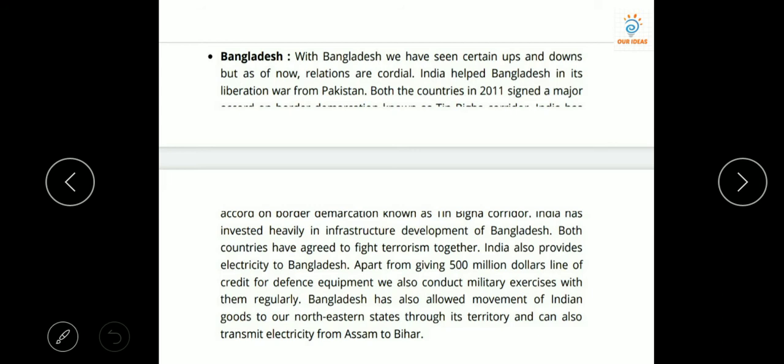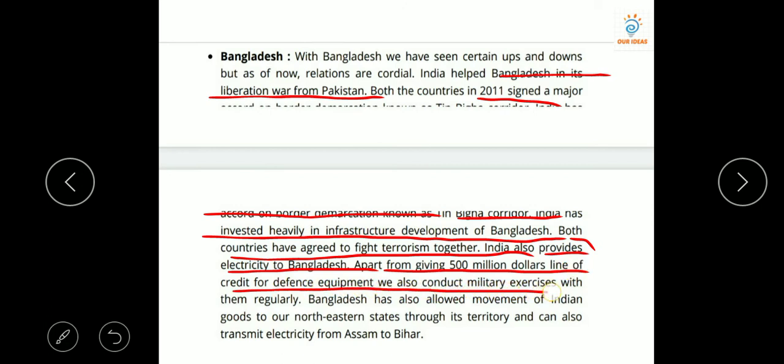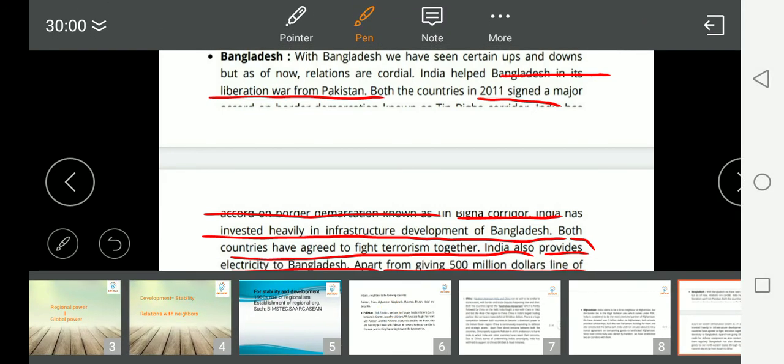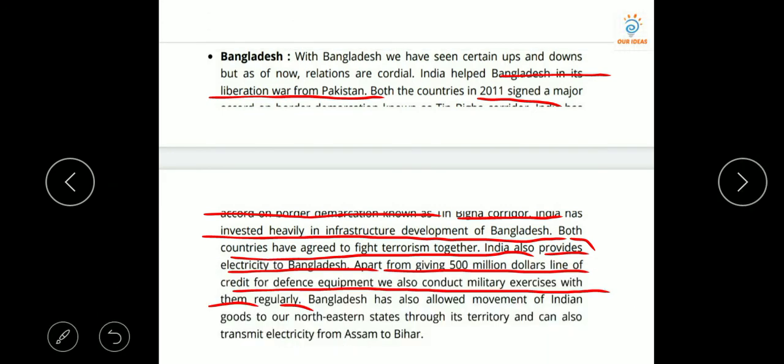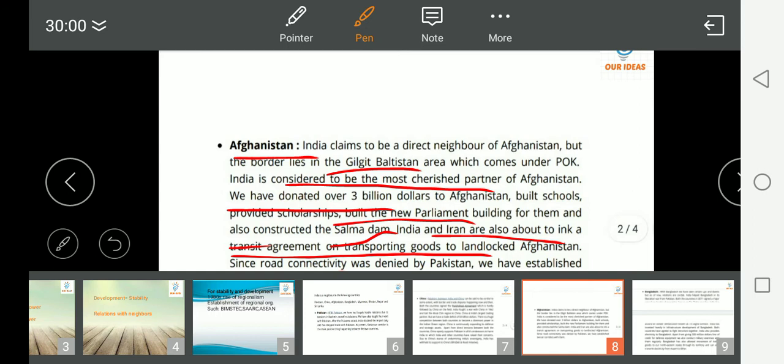Next is Bangladesh. With Bangladesh we have seen certain ups and downs, but relations are good. India helped Bangladesh in its liberation war, and both countries in 2011 signed a major accord on border demarcation, known as the Teen Bigha Corridor. India has invested heavily in infrastructure development in Bangladesh. Both countries are able to fight terrorism together. India also provides electricity to Bangladesh. Apart from giving a $500 million line of credit for defense equipment and conducting military exercises, Bangladesh has also allowed movement of Indian goods to the northeastern districts, so it is also providing connectivity to India.